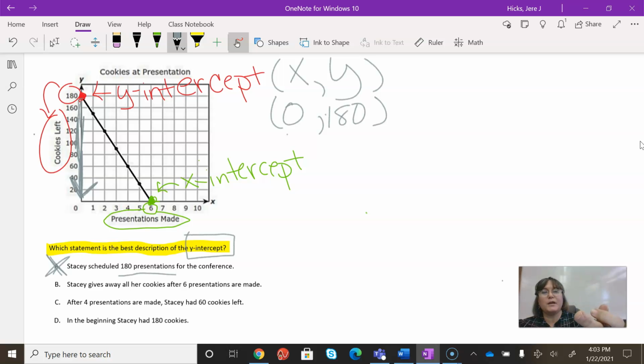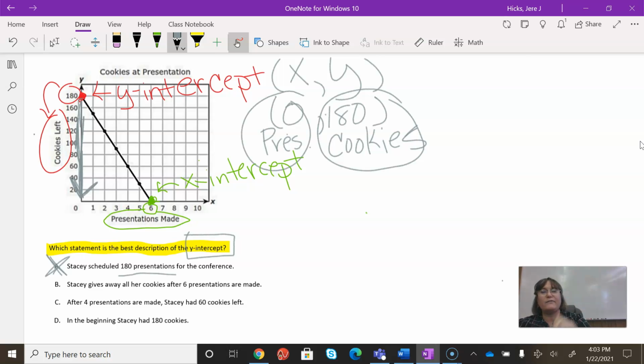And now I'm going to label the numbers. The 180 is a y number. The y-axis is cookies. That's what it's labeled. So I'm going to put that here. The 0 is the x number. The x-intercept is labeled presentations. So a more complete idea of what the answer is about is that I'm looking for something that references the fact that there's 180 cookies and I haven't even had a presentation yet because there's 0 presentations. So before it even gets started, something about 180 cookies.